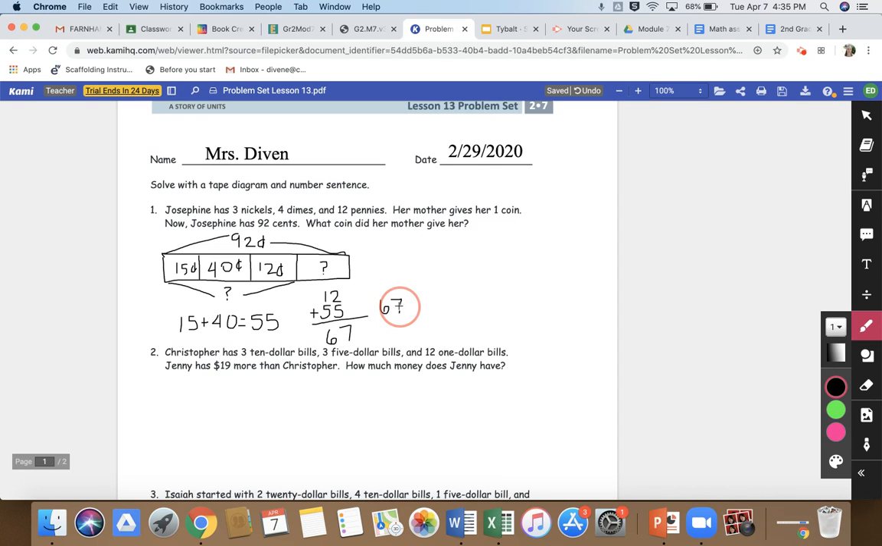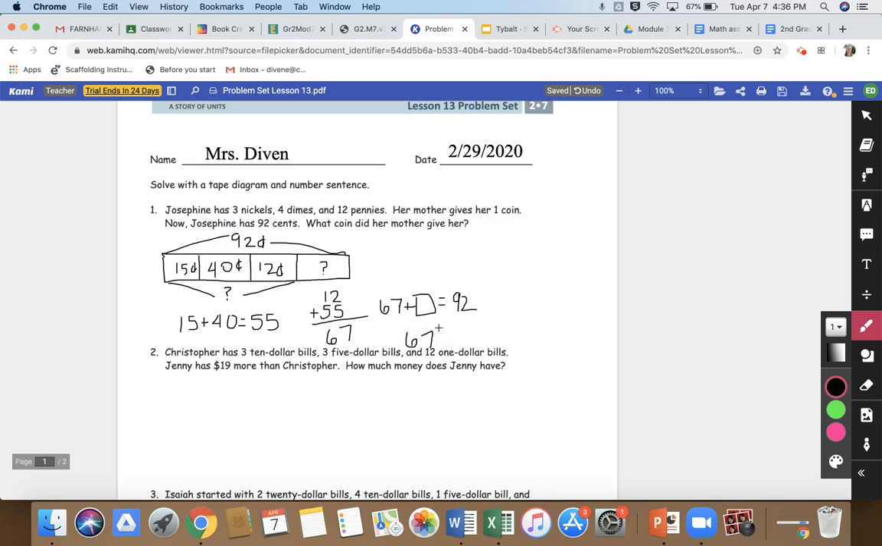And we are trying to figure out how much this coin is worth that her mom gives her to get us to a total of 92 cents. So you guys, there are different strategies we can use to solve this. We could use our arrow method and start at 67 and go up until we get to 92. We could subtract 67 from 92. So let's start with our arrow method and see what it takes to get us to 92.